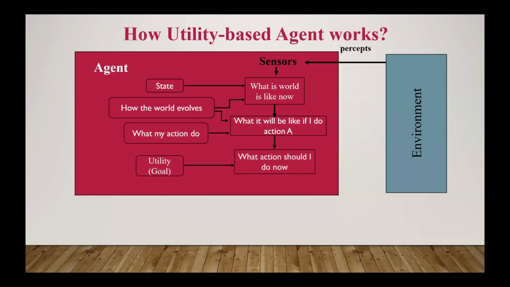Then the agent receives the current state from the sensor. It has the internal state, then it has the goal, as well as the utility function, then it decides which one is the best strategy. Then it performs the action on the environment, which changes the environment to achieve the goal. So this is the way a utility based agent works.